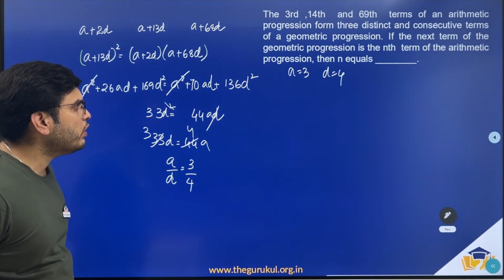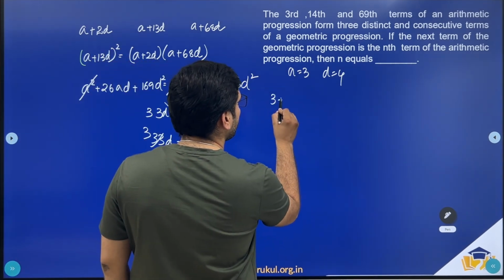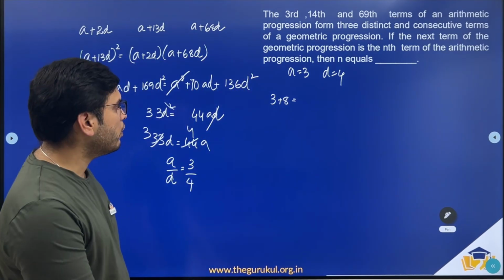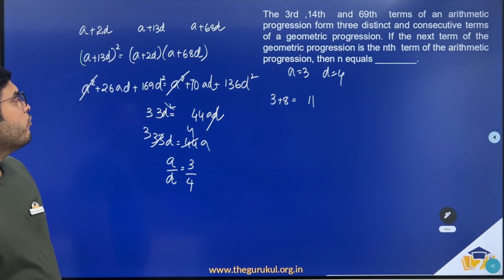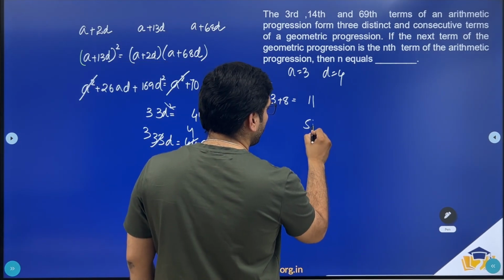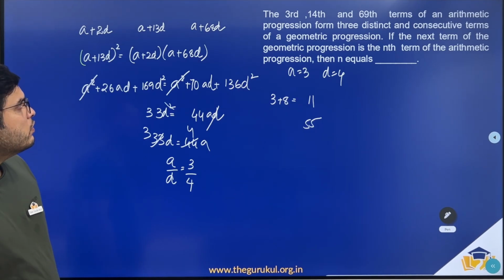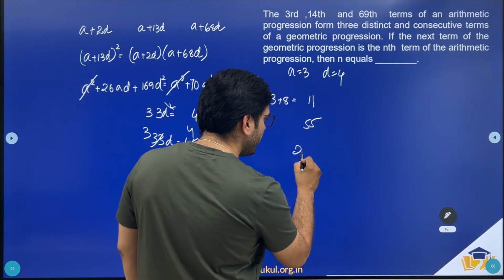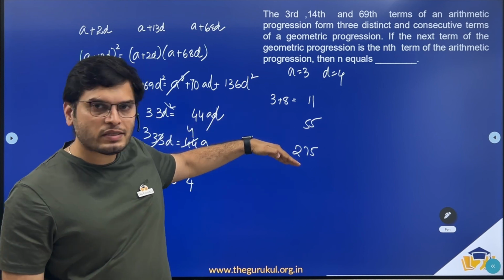Now if a is equal to 3 and d is equal to 4, what will a plus 2d be? 3 plus 2 into 4, 8. Now a plus 13d, 52 plus 3, 55. And then a plus 68d, 272 plus 3, 275. Right. Now this is the third term, 14th term, and 69th term.